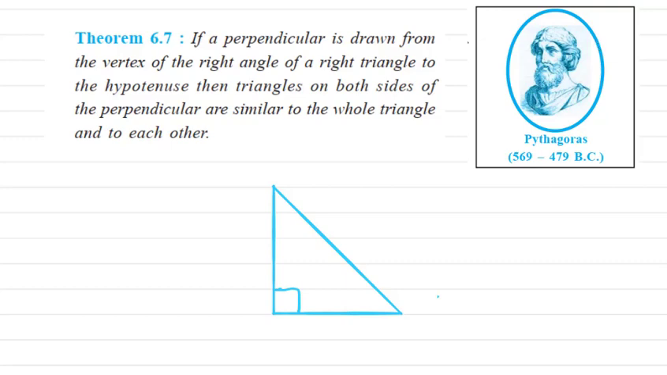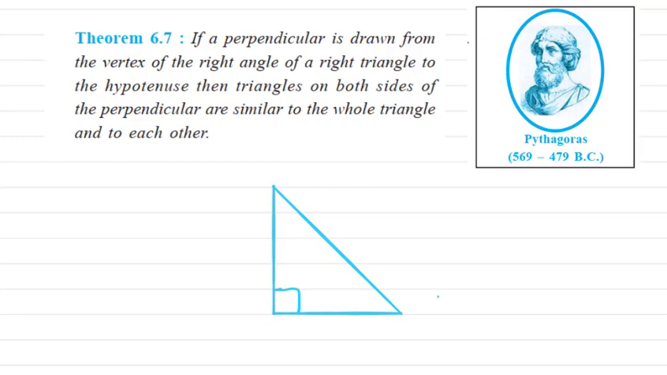Today I'll discuss some of the very important theorems related with right angle triangle. These theorems are given by Pythagoras. So one theorem you know already is the Pythagoras theorem, which is in the right angle triangle. So here this is the first one, that is 6.7 theorem.